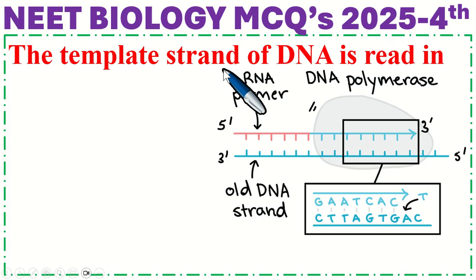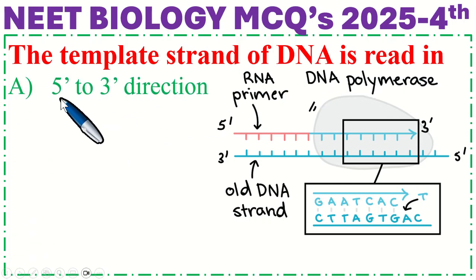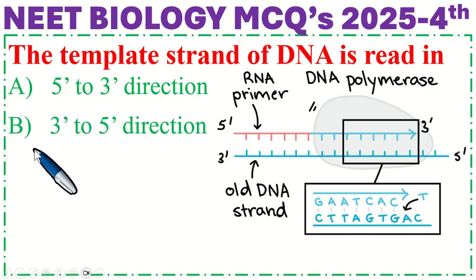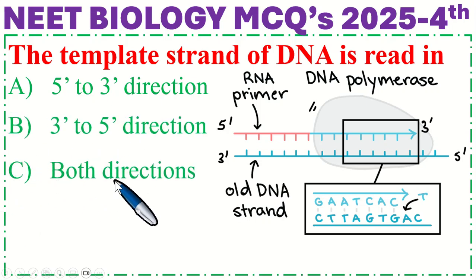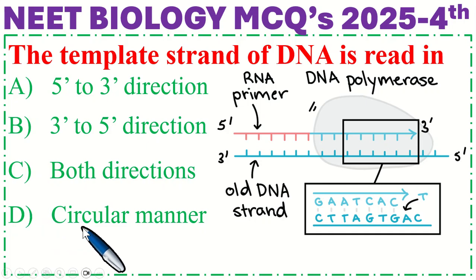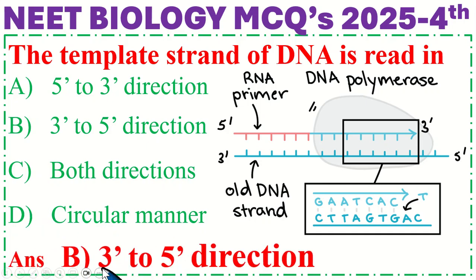The template strand of DNA is read in option A, 5' to 3' direction, B, 3' to 5' direction, C, both directions, option D, circular manner. So the correct option is B, 3' to 5' direction.